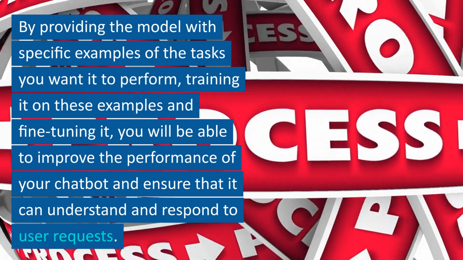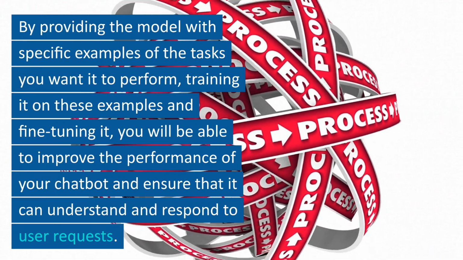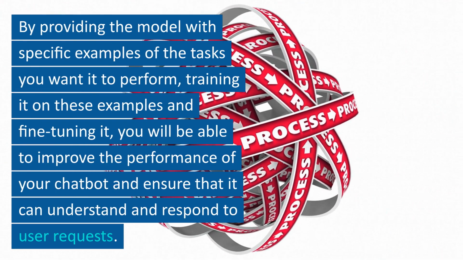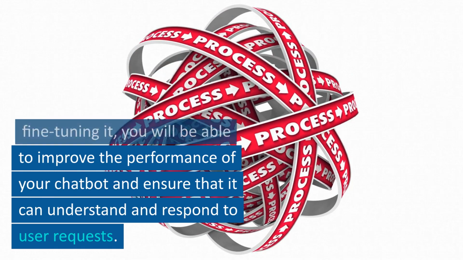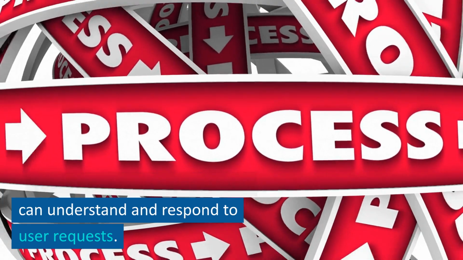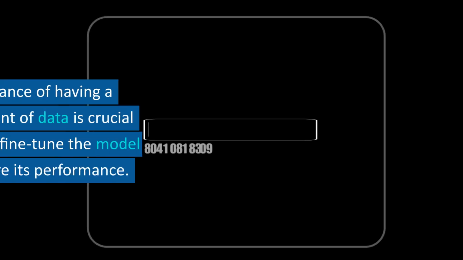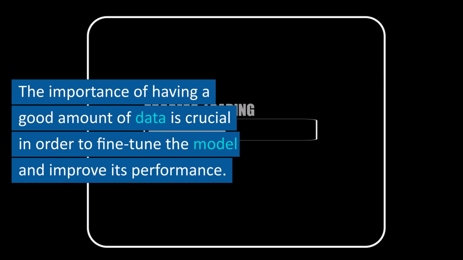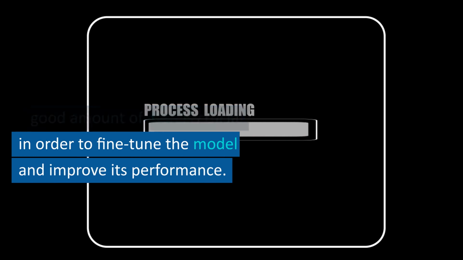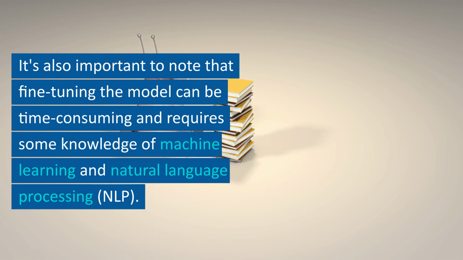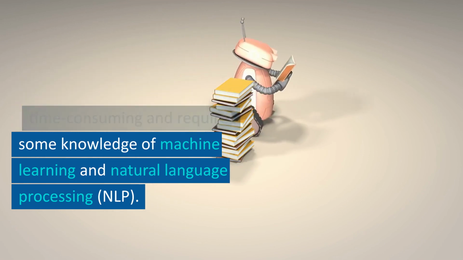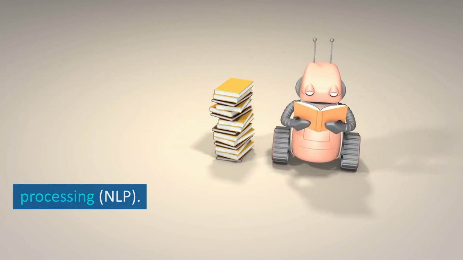By providing the model with specific examples of the tasks you want it to perform, training it on these examples and fine-tuning it, you will be able to improve the performance of your chatbot and ensure that it can understand and respond to user requests. The importance of having a good amount of data is crucial in order to fine-tune the model and improve its performance. It's also important to note that fine-tuning the model can be time-consuming and requires some knowledge of machine learning and natural language processing, NLP.